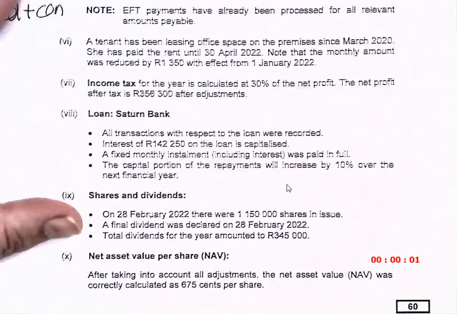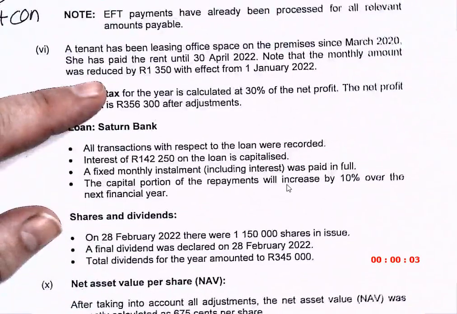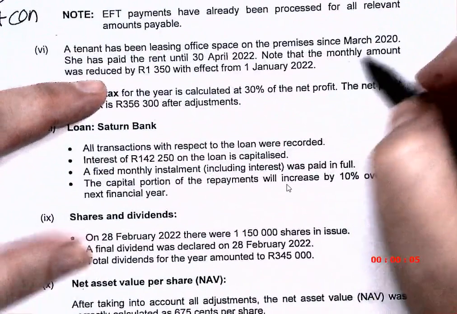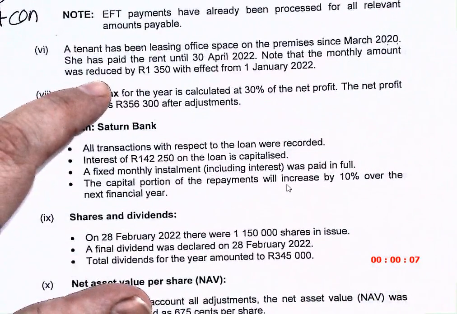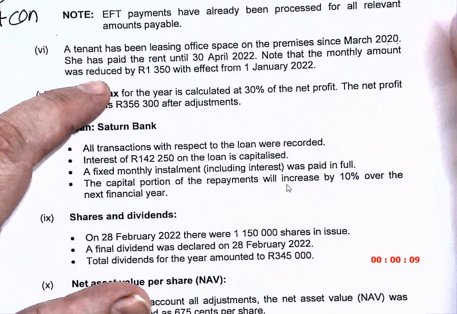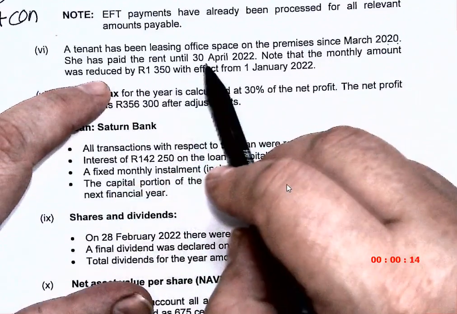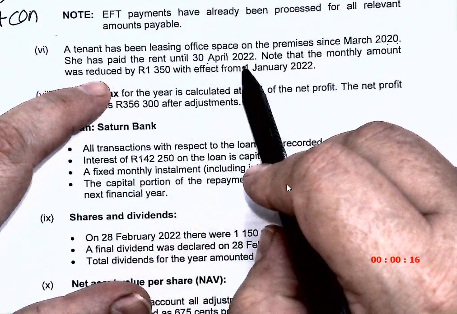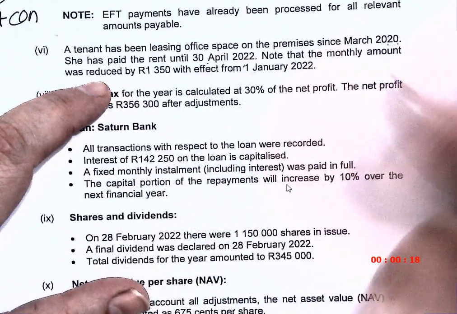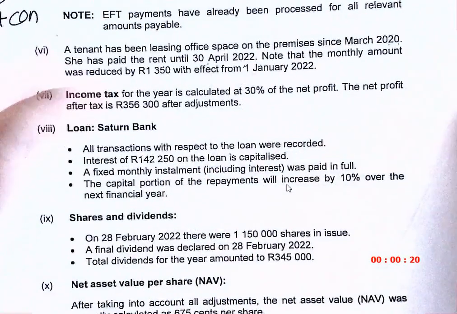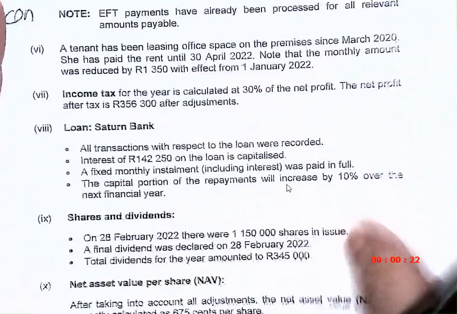So now let's look at the tenant. The tenant has been leasing office space on the premises since March 2020. So they are telling you the start of the year they were already there. She has paid the rent till 30 April 22, meaning she paid 2 months in advance. Note that the monthly amount was reduced.